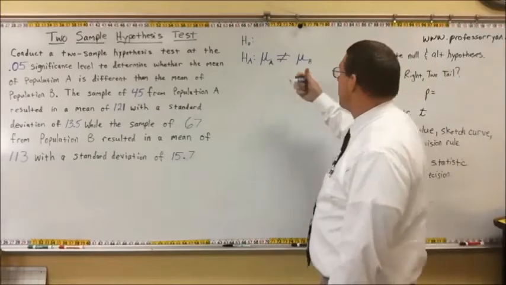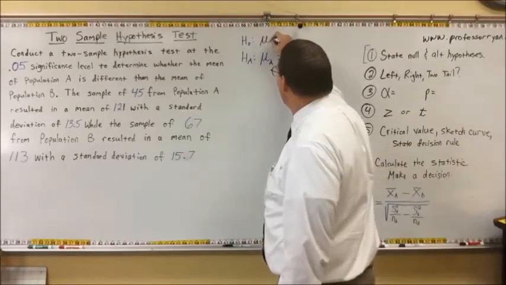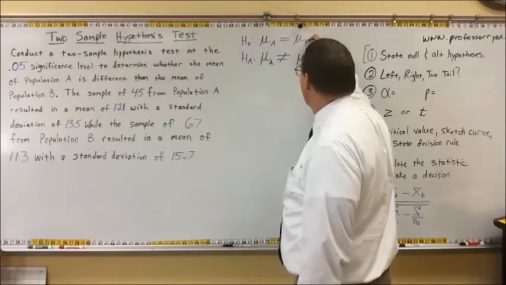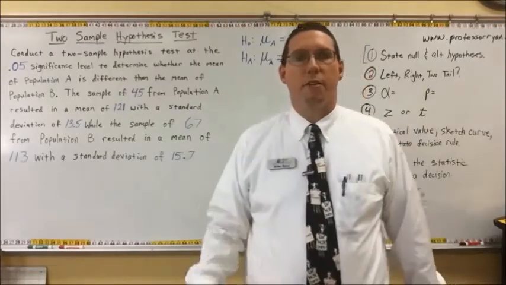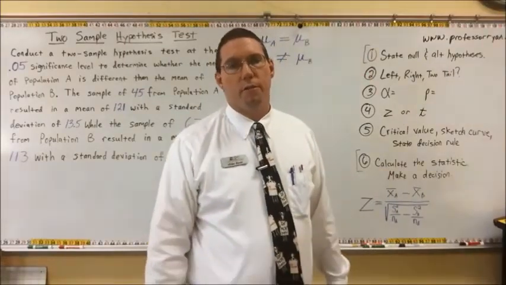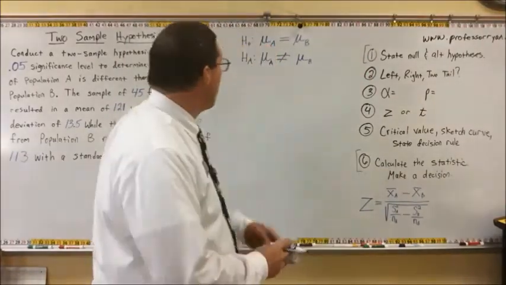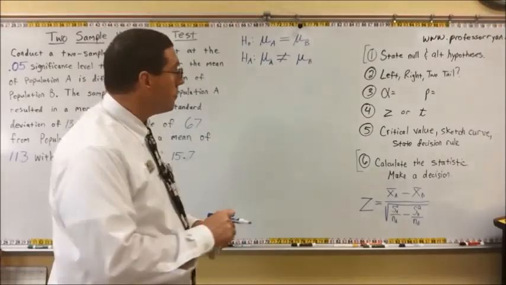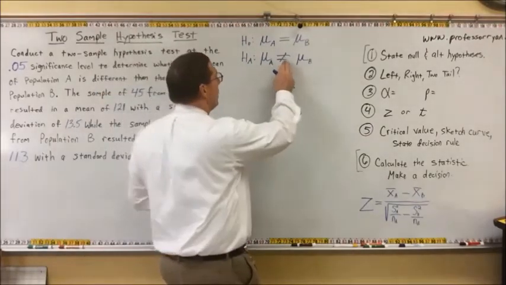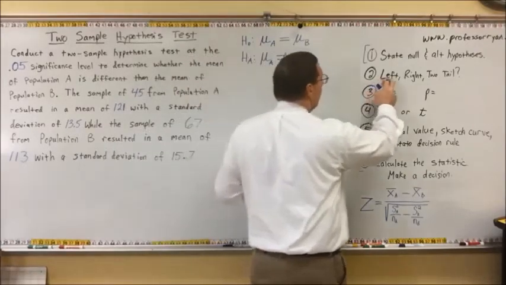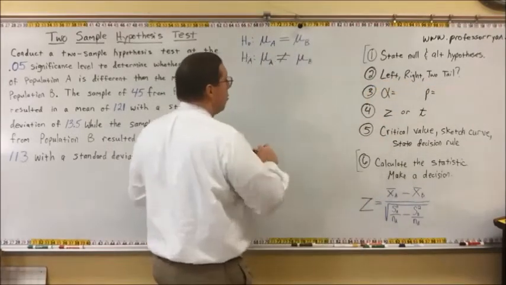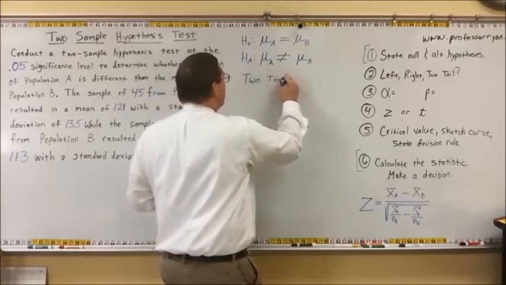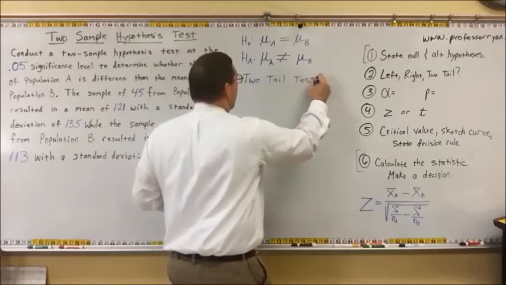But the null hypothesis would say, well, we're just going to assume that the means of the 2 populations are equal unless there's statistical evidence to suggest otherwise. Okay? So we've got our null and our alternative hypothesis. Now, because we're doing a not equal to, is this a left, a right, or a two-tail test? Well, remember, not equal to indicates a two-tail test, right?